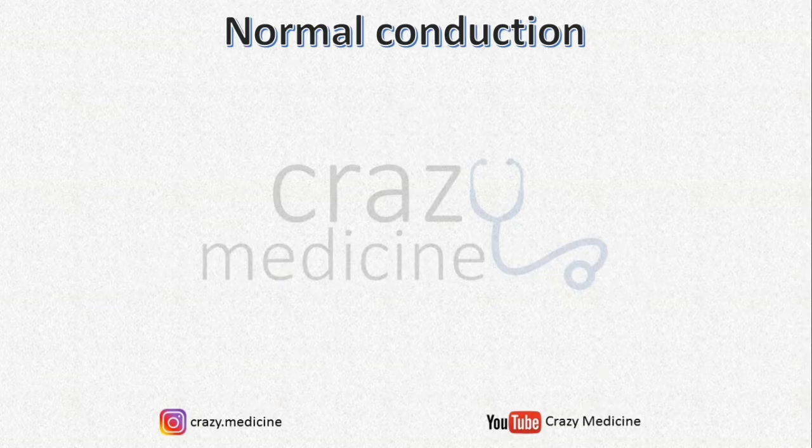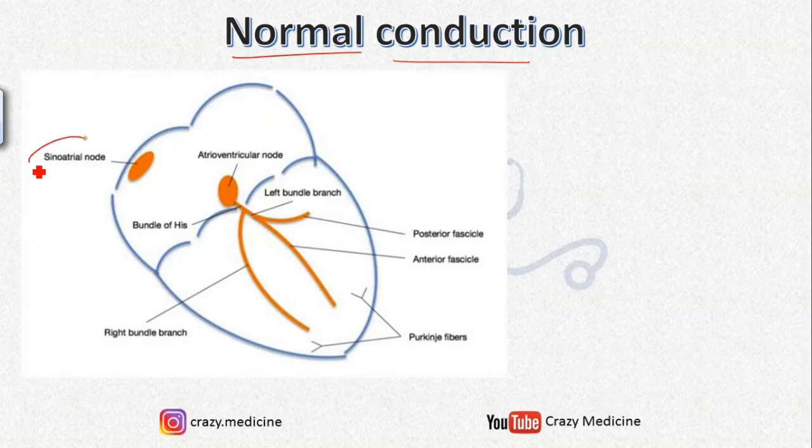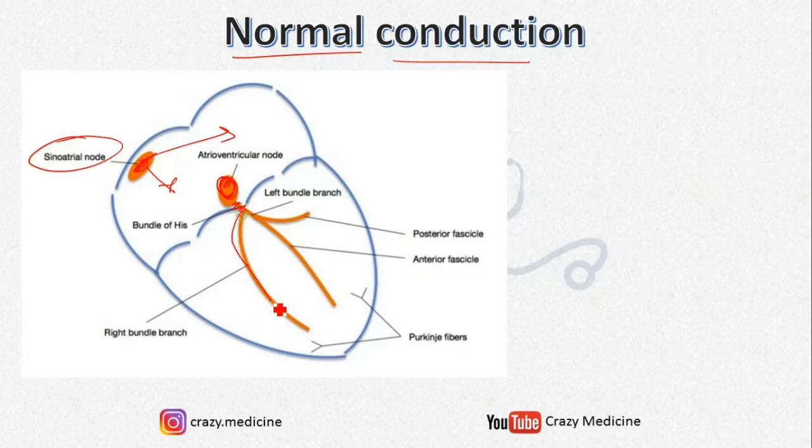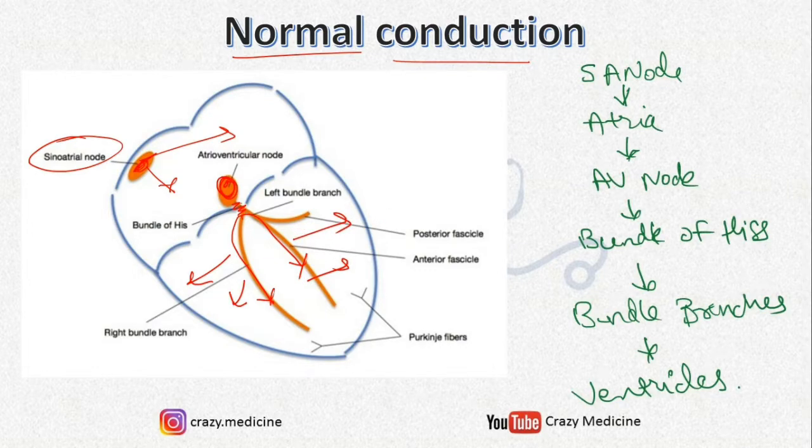Before going to bundle branch block proper, it is important to understand normal conduction of the heart. The current starts from pacemaker cells of the SA node, which is present in the right atrium. It depolarizes the right and left atrium, then the current goes to the AV node. From the AV node, the current goes to the bundle of His and then to the right and left bundle branches simultaneously, which depolarizes the right and left ventricles at the same time. This is the normal conduction pathway.